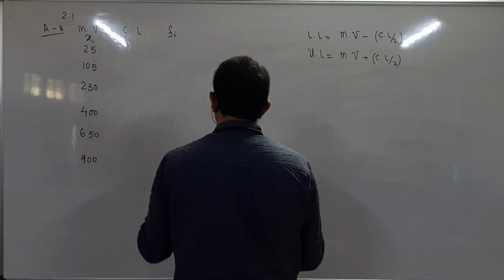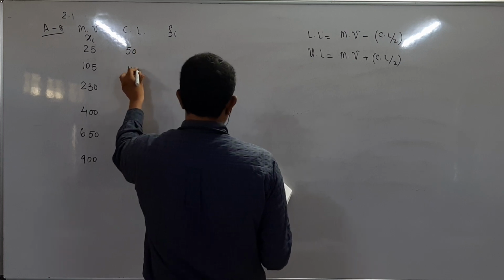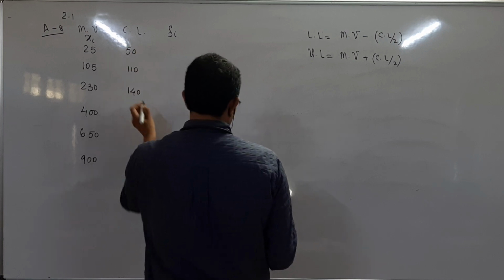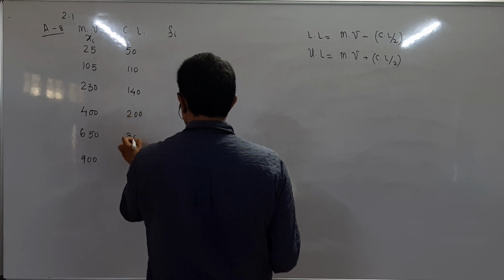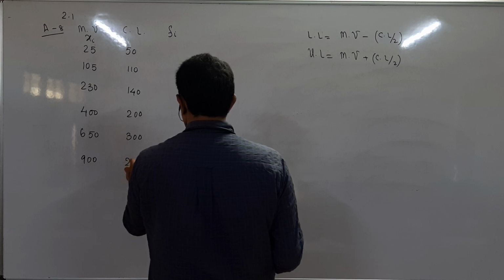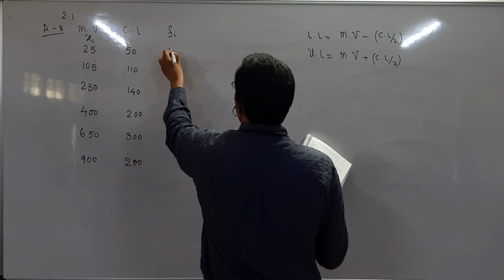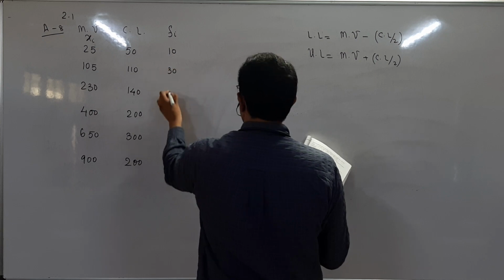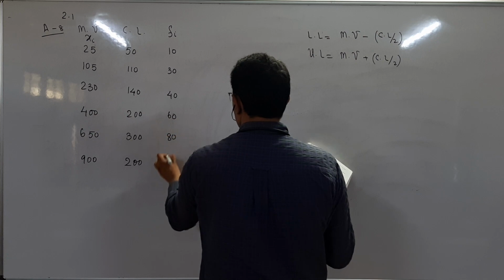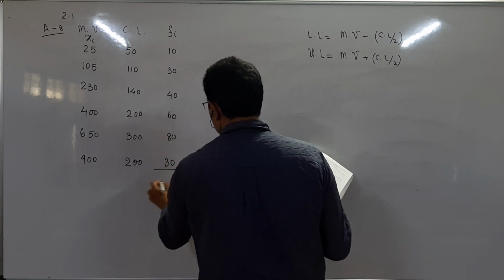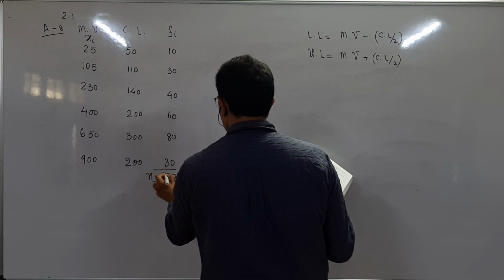Okay, class lengths are 50, 110, 140, 200, 300, and again 200. And corresponding frequencies are 10, 30, 40, 60, 80, 30. Okay, this total is given as 250.